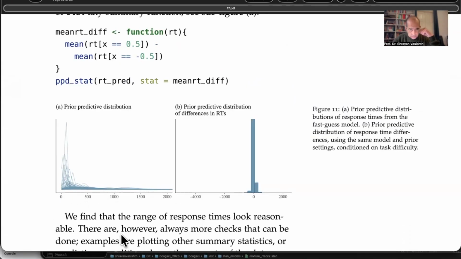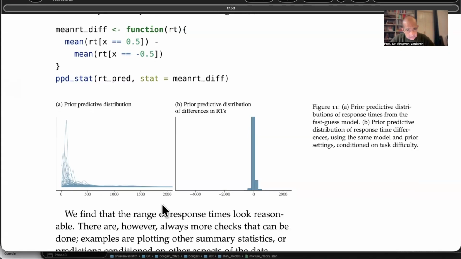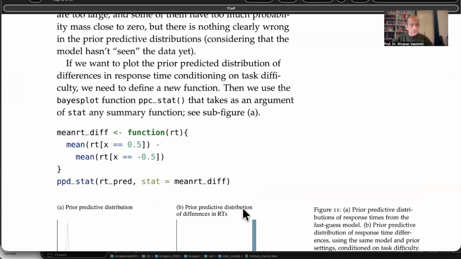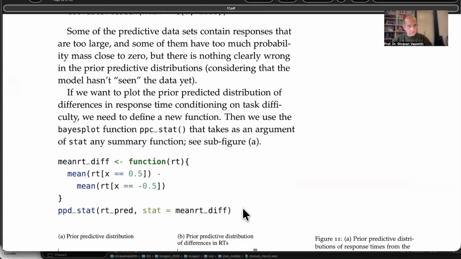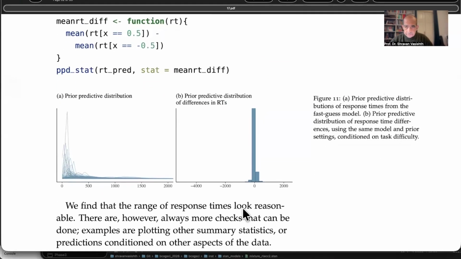you see that the reaction time prior predictive distributions are not crazy. Pretty okay. And the differences in RTs between the easy and hard conditions is reasonable actually. So that's what we get from the prior predictive check. You can run this model yourself to see how this goes.